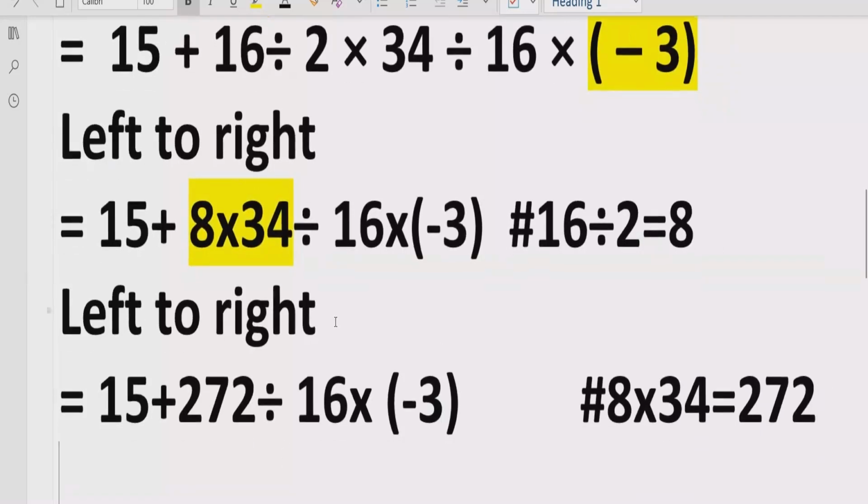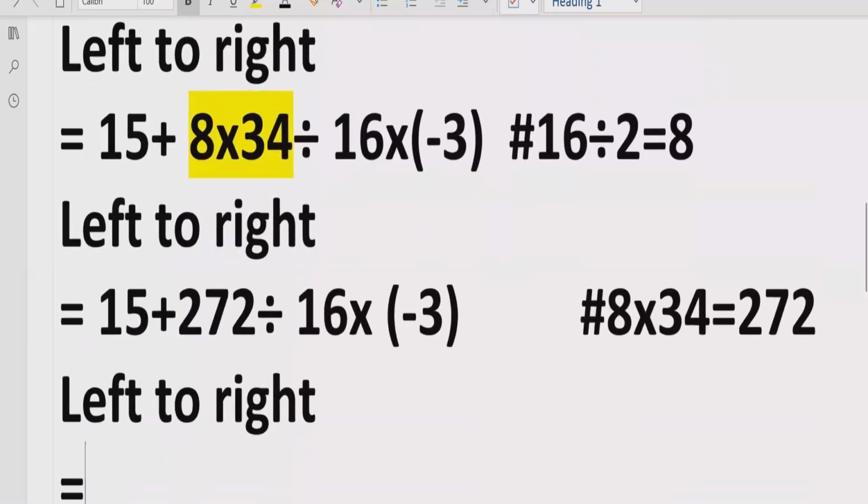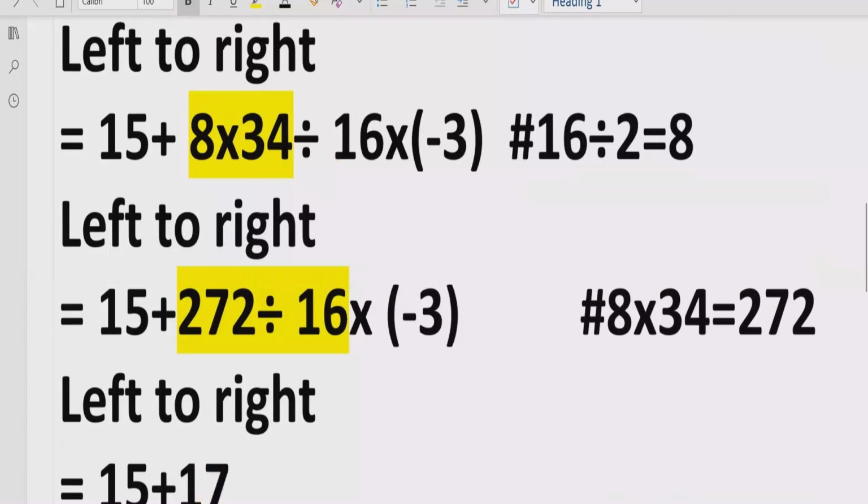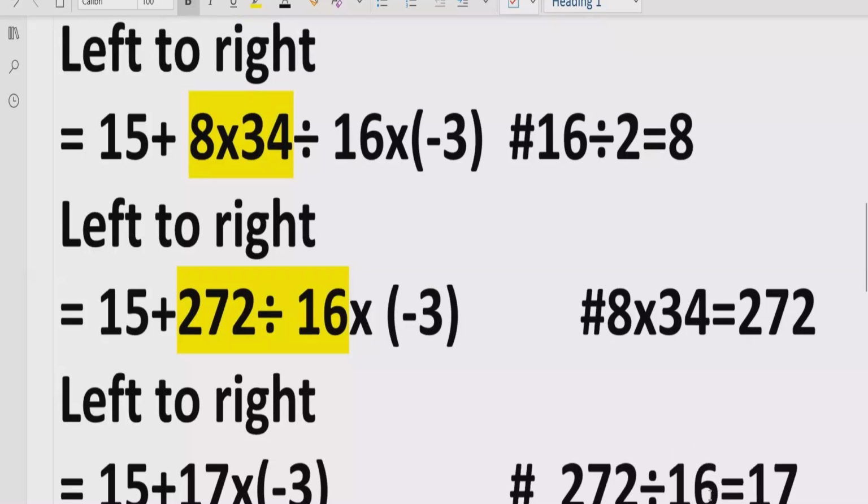Now, move forward again. We have to go left to right and find division and multiplication. So here we have 15 plus, and this one, 272 divided by 16. So we get the answer 17 here, and multiplied by -3, we will write as it is. And here we will give the reference, 272 divided by 16. We will get the answer 17.